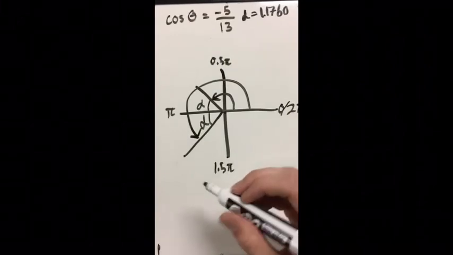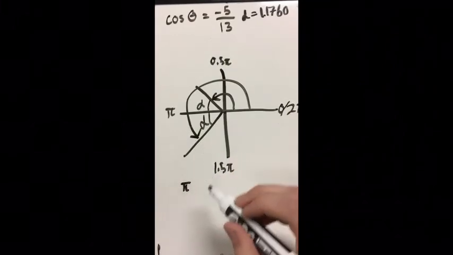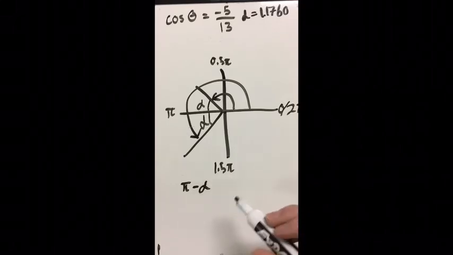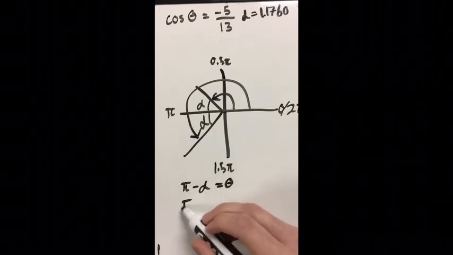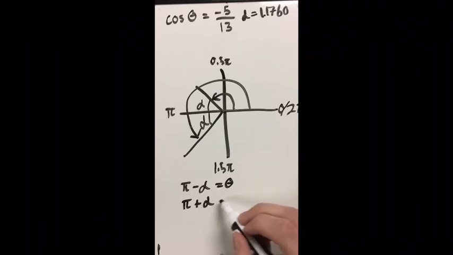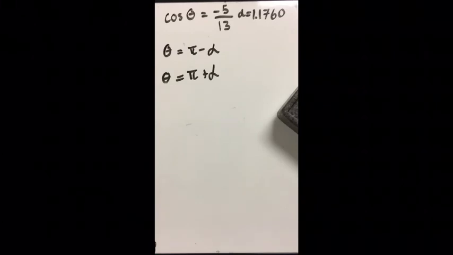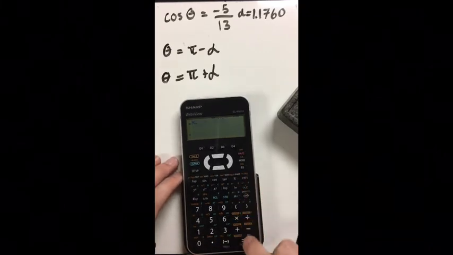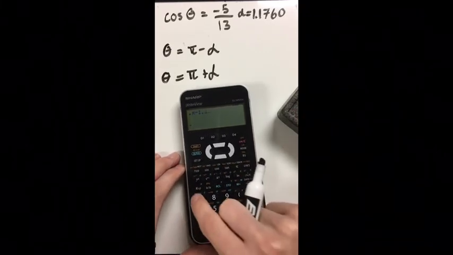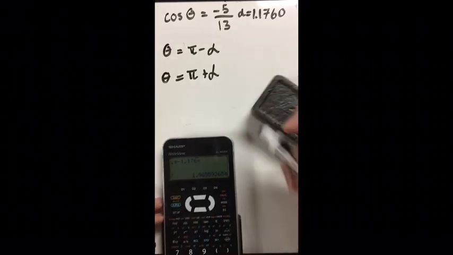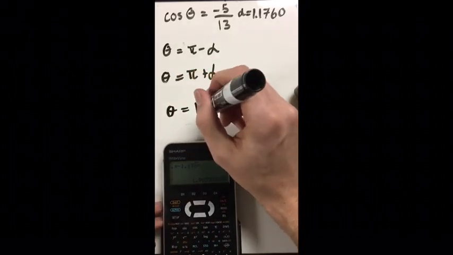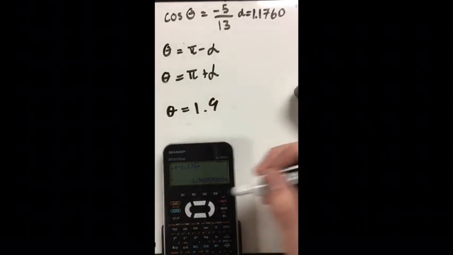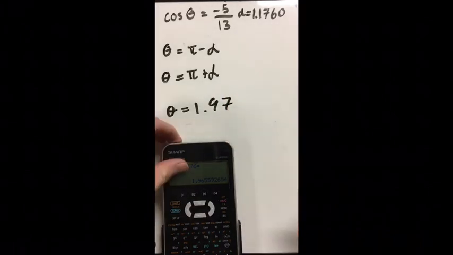To find the first value, we can simply take pi, subtract our related acute angle to give us theta. And for the second, pi plus the related acute angle equals theta. Now, all that's left in finding the radian values for theta is to plug numbers into our calculator. So, for our first one, we'll take pi minus alpha, which is 1.1760, which is equal to 1.9. Now, we are going to the nearest hundredth, so we're going to round up to 1.97.